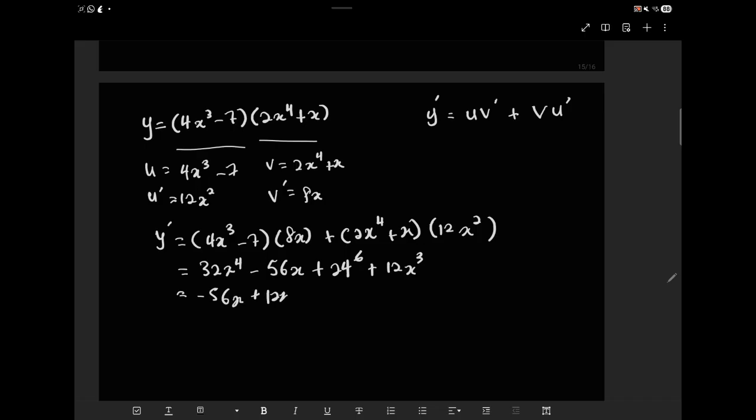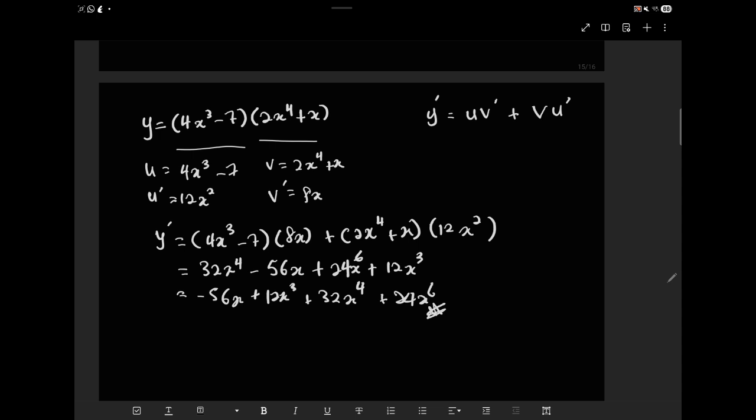Plus 12x^3, plus 32x^4, plus 24x^6. Right, another thing that we can do is factorization, but it is actually not necessary for this part, so we can leave it like this.